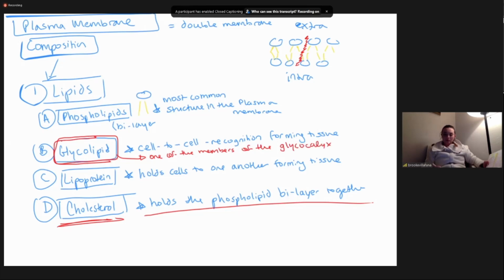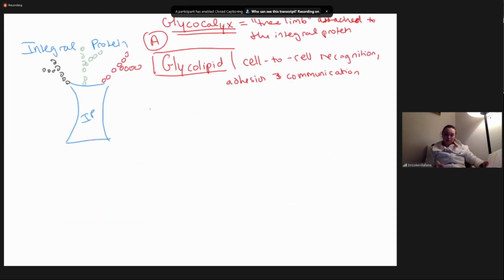Okay, you'll see when I get to it, the next one is going to be lipoprotein. So we'll go back over here. The next one is lipoprotein. If it was a lipoprotein, again, another member of the glycocalyx, same function as we already wrote down, but I'm just going to write it one more time. It holds cells together to form tissue. Again, we already talked about this. These both are lipids that are part of the plasma membrane.